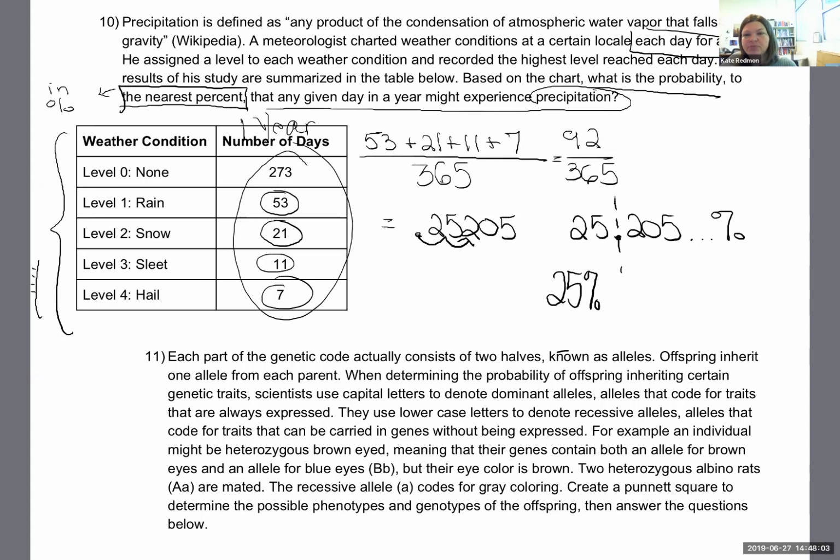So again, this problem was tricky, not because the math was any trickier, but more because I really hid numbers from you. I hid language, very typical of the science and the social studies. Okay, sweet. Let's look at the last one.